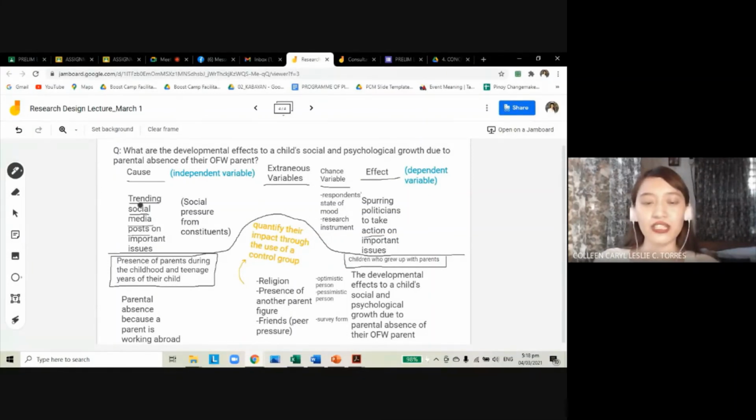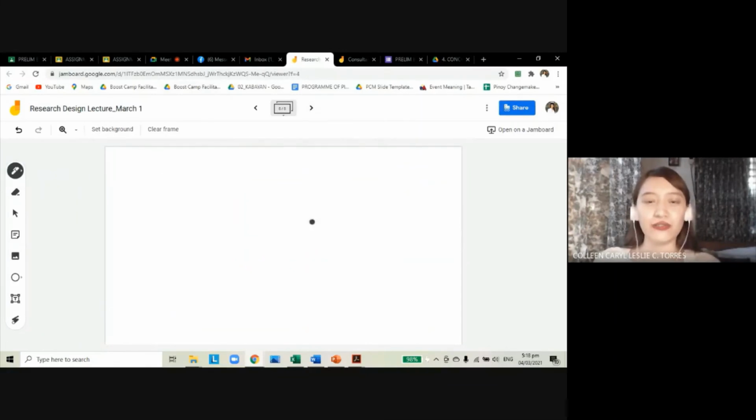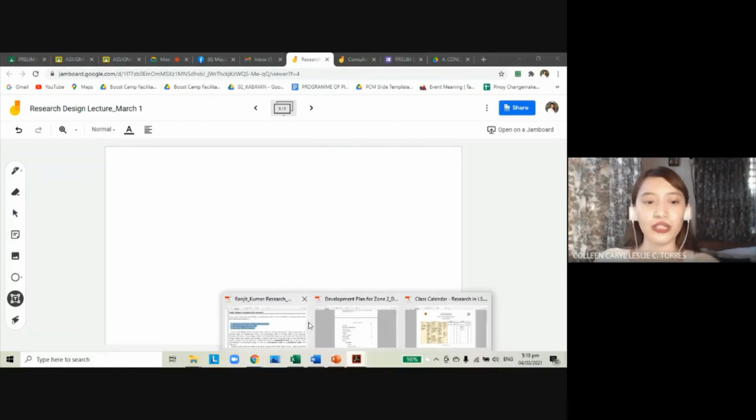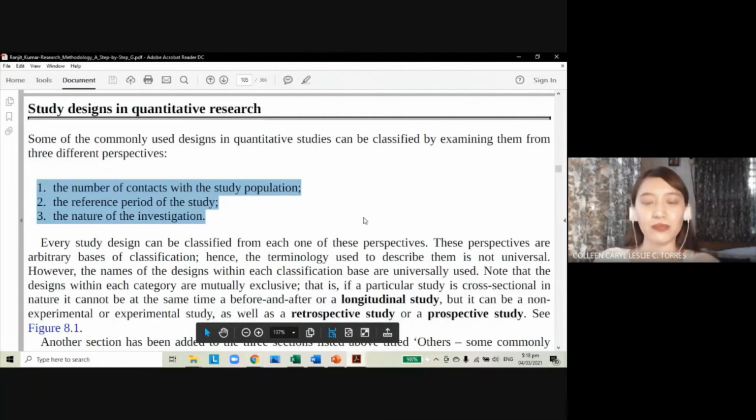Let's take, for instance, the first example that we had. How often should we measure the effect of social media posts? I think it's still a difficult example. Let's make a completely different example for contacts with the study population. So for this part, let's say that there are some research studies wherein you can just survey your respondents at one time.